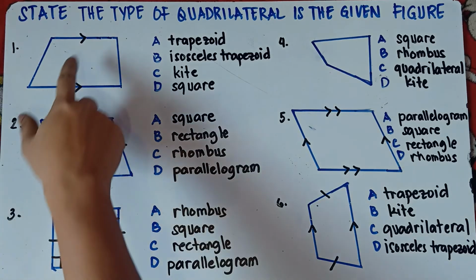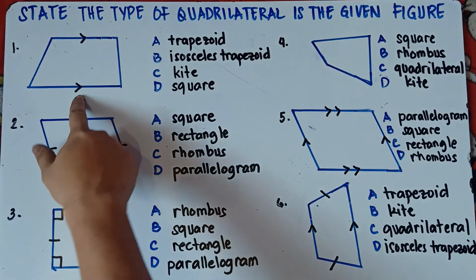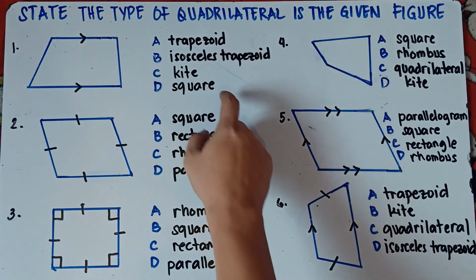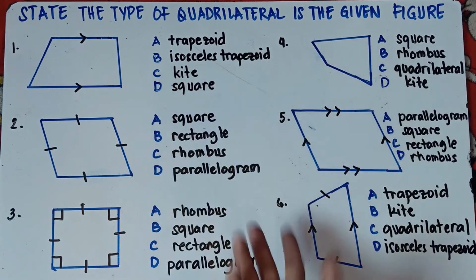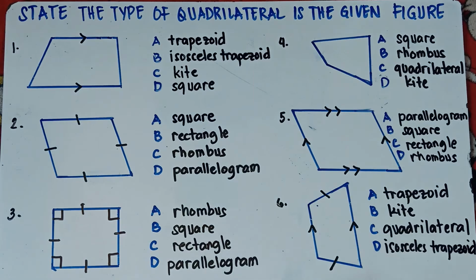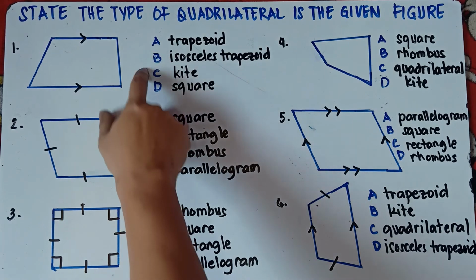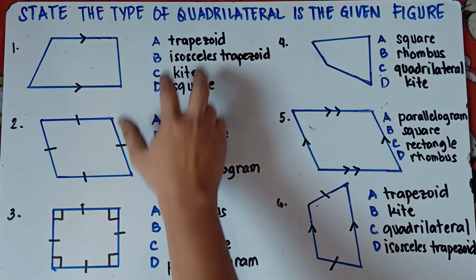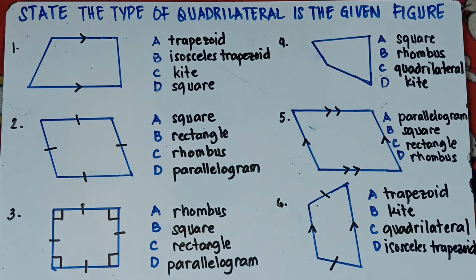We have the given markings: one pair of parallel sides. The choices: A, trapezoid; B, isosceles trapezoid; C, kite; or D, square. So once again, in the diagram, if you still remember, one pair of parallel sides we call a trapezoid. But we do have two choices, class, A and B: the isosceles trapezoid and the trapezoid. Is it A or is it B? That's correct. It should be A, class. So the answer is A.